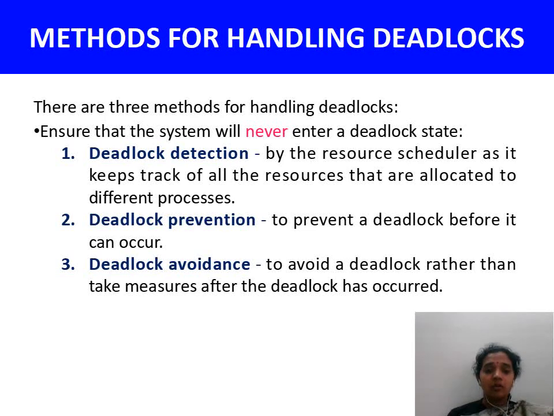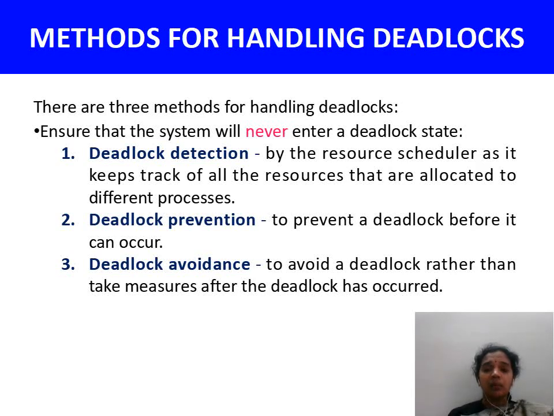One method is to terminate all the processes involved in the deadlock, but this approach is not useful since all the progress made by the processes is destroyed. The second method is that resources can be preempted from some processes and given to others until the deadlock situation is resolved.